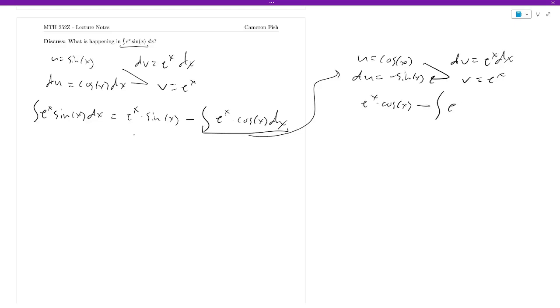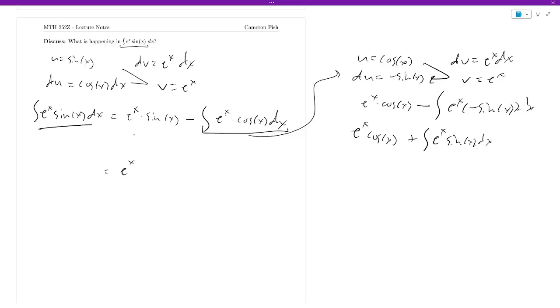Minus the antiderivative of e to the x times negative sine of x dx. So that's e to the x cosine x. There's two minus signs here, so I can just write plus the integral of e to the x sine of x. Okay, you might already have a suspicion where this is going, but let's just see.